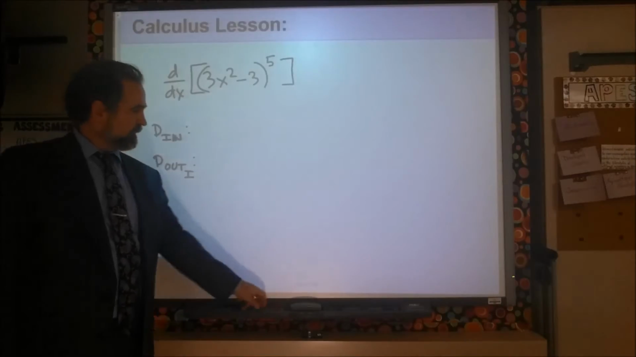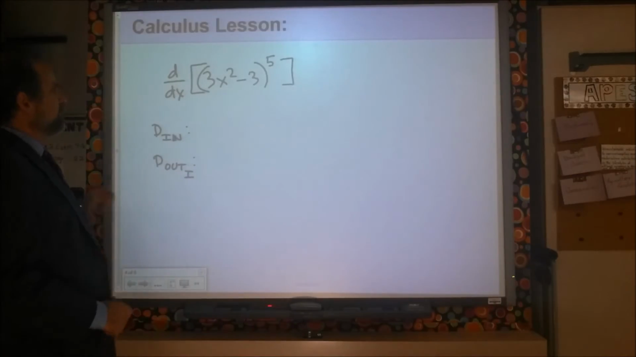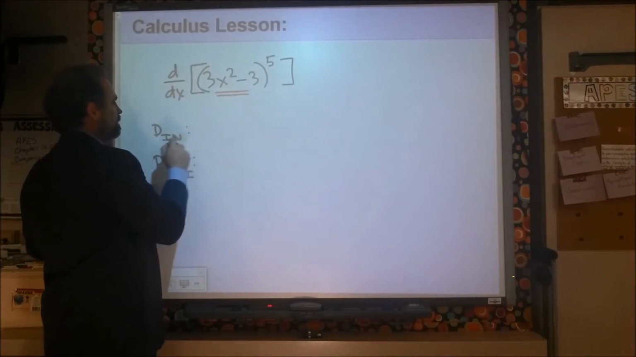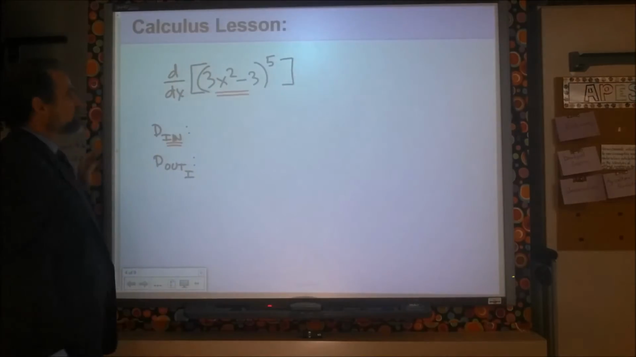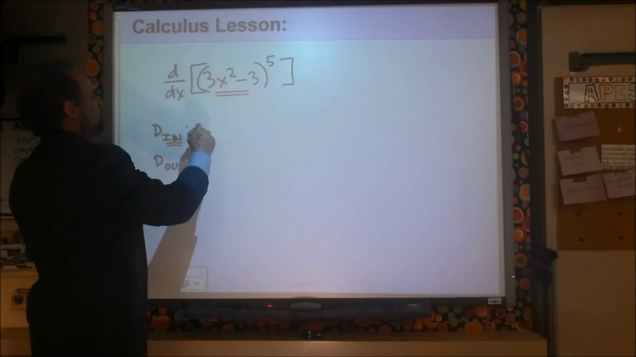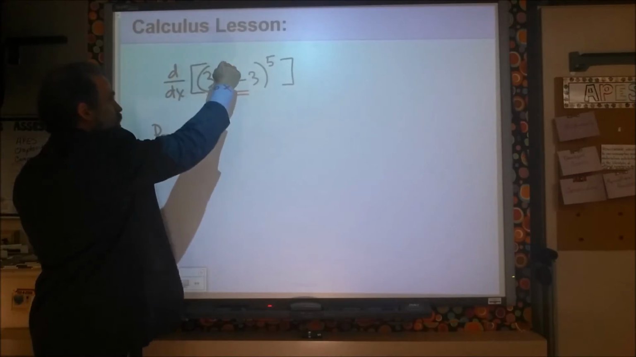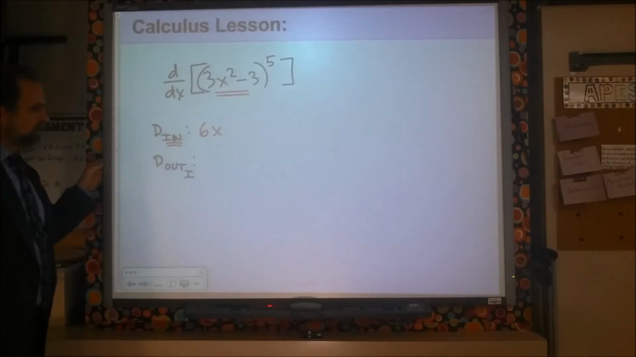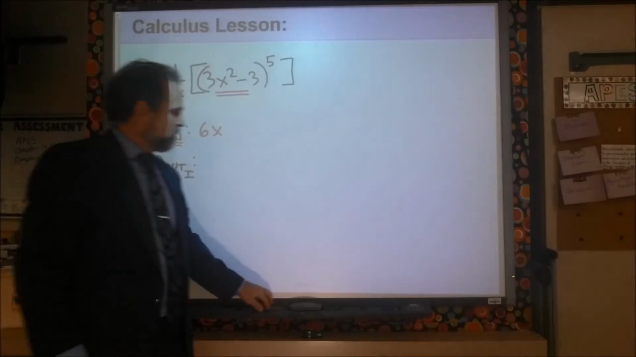Welcome back. So let's do the derivative of the inside. What is the inside? The inside is that. Okay? So what is the derivative of that? That is 2 times 3, or 6, x to the 1 minus 0. Yes? Bang, that's done.